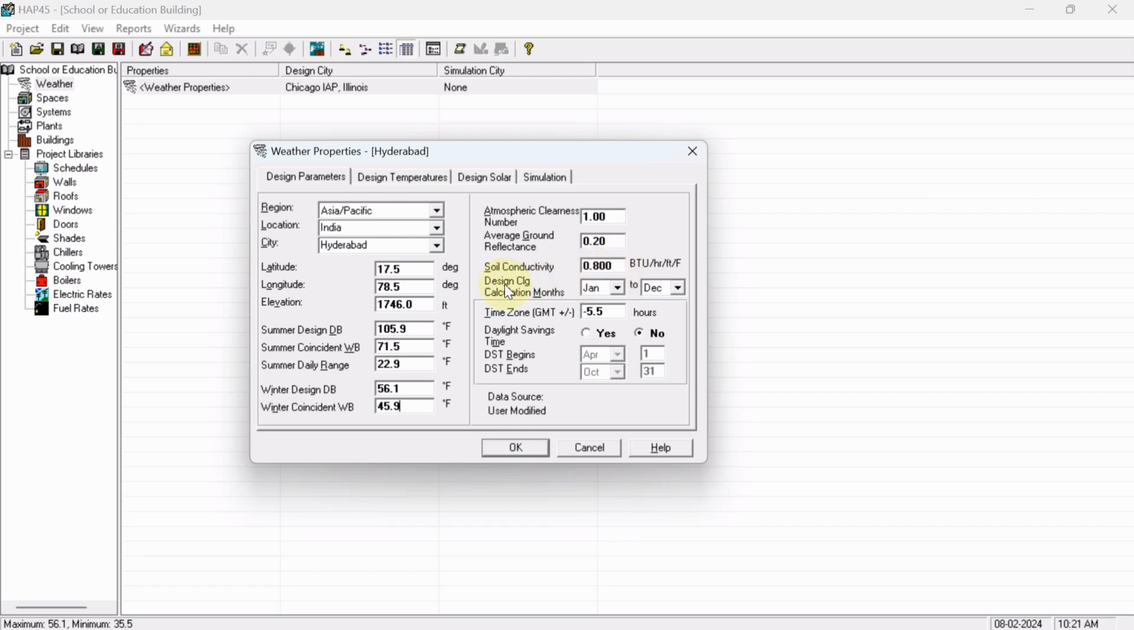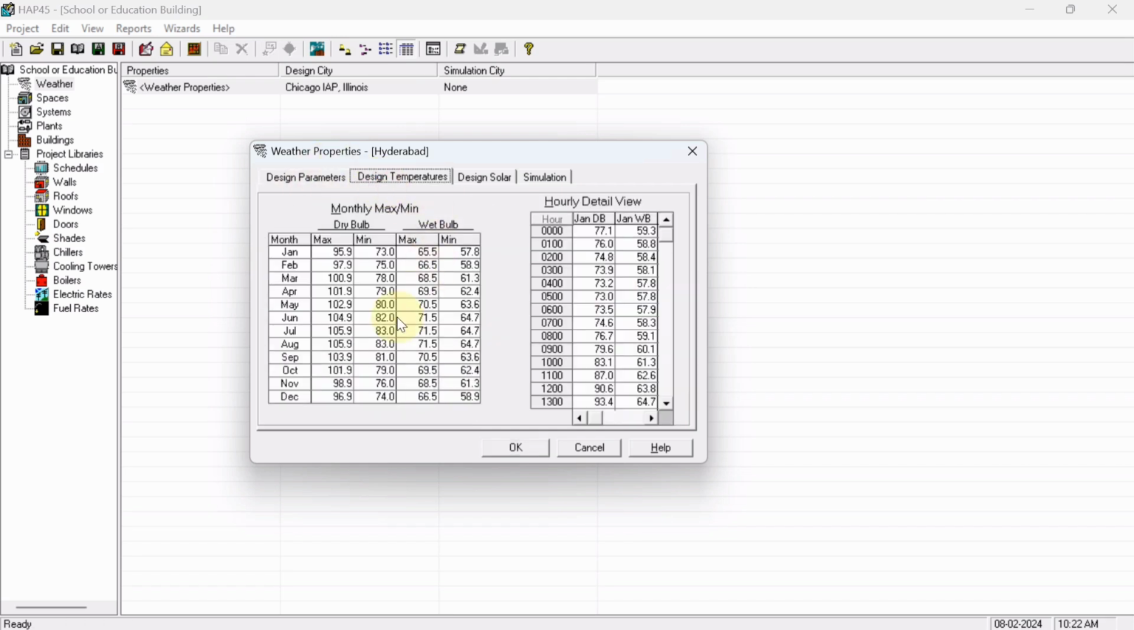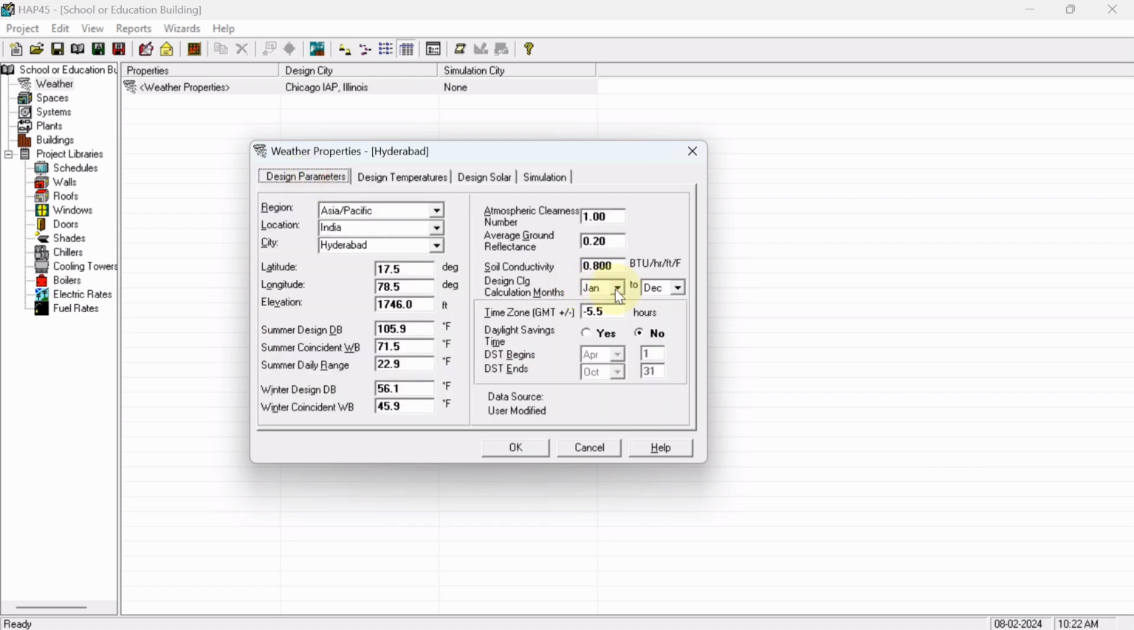Now the next one is design cooling calculation month. What is this? It refers to the process of determining the amount of cooling capacity required to maintain indoor thermal comfort in a building during the warmest or peak cooling condition. So here you have to select the peak, the month in which your temperature is maximum. Come here in design parameter and see July and August. So here you have to select July up to August. I have selected the peak temperature calculation months.